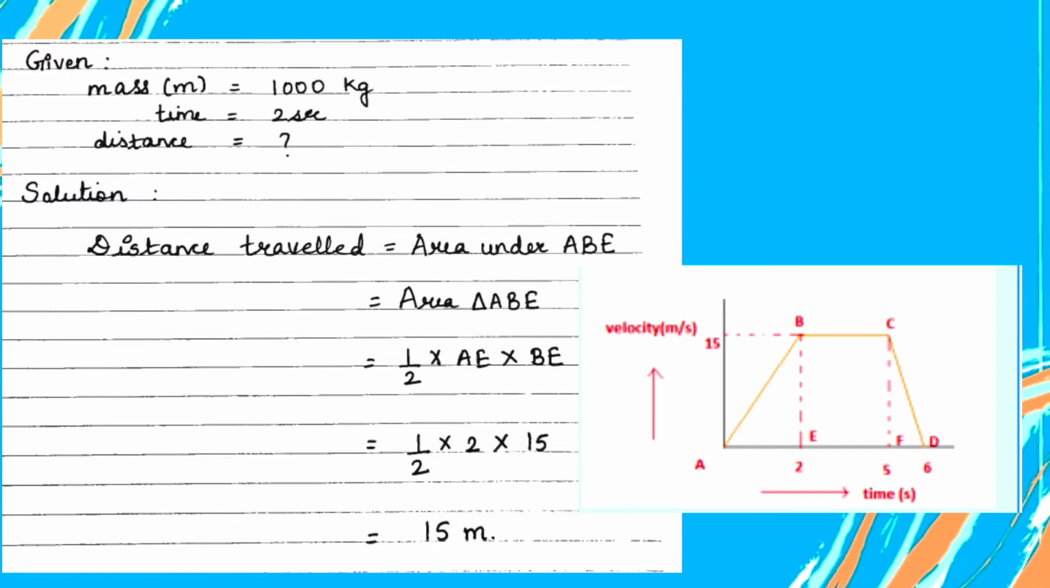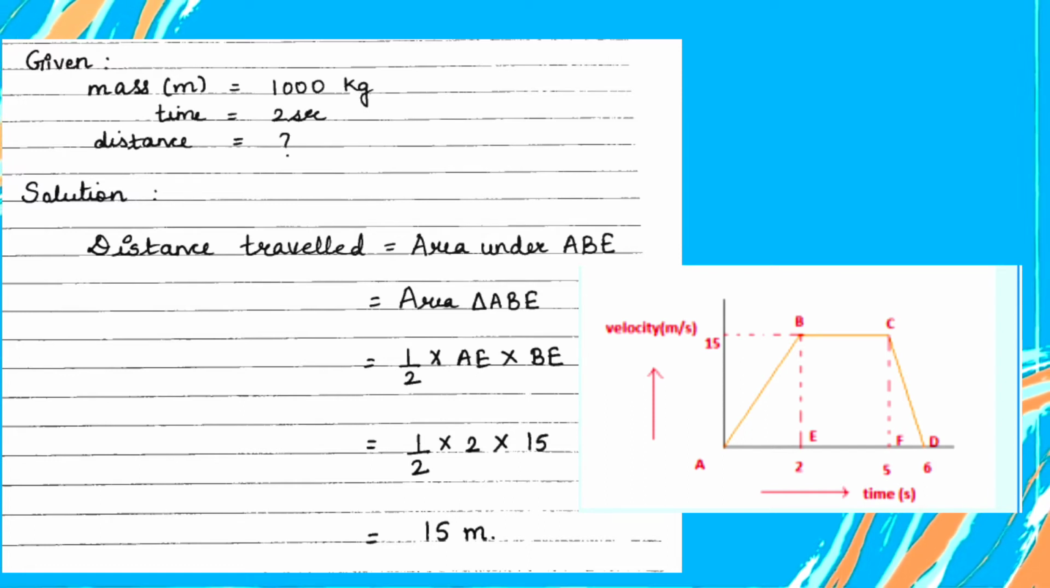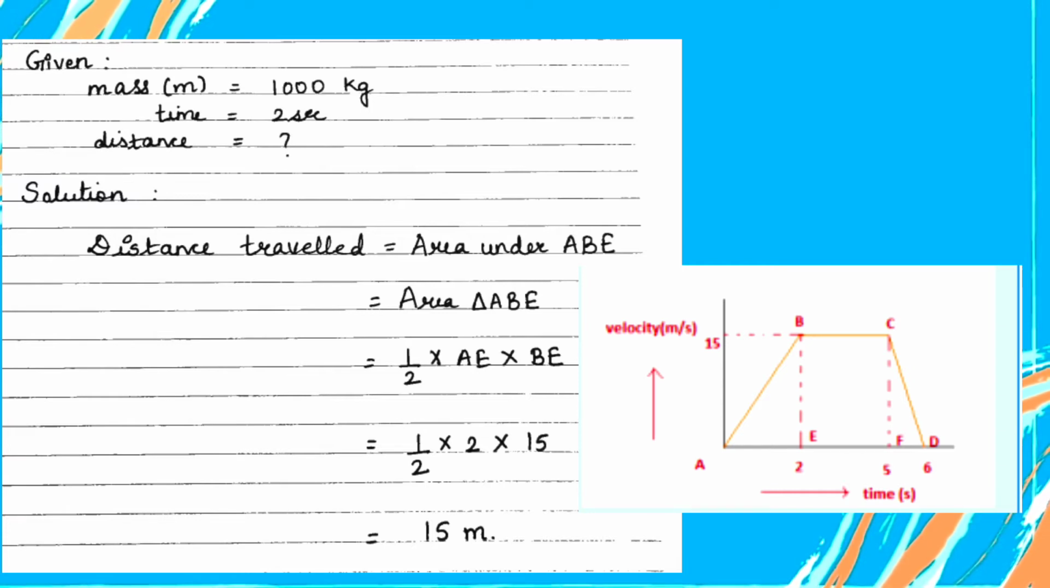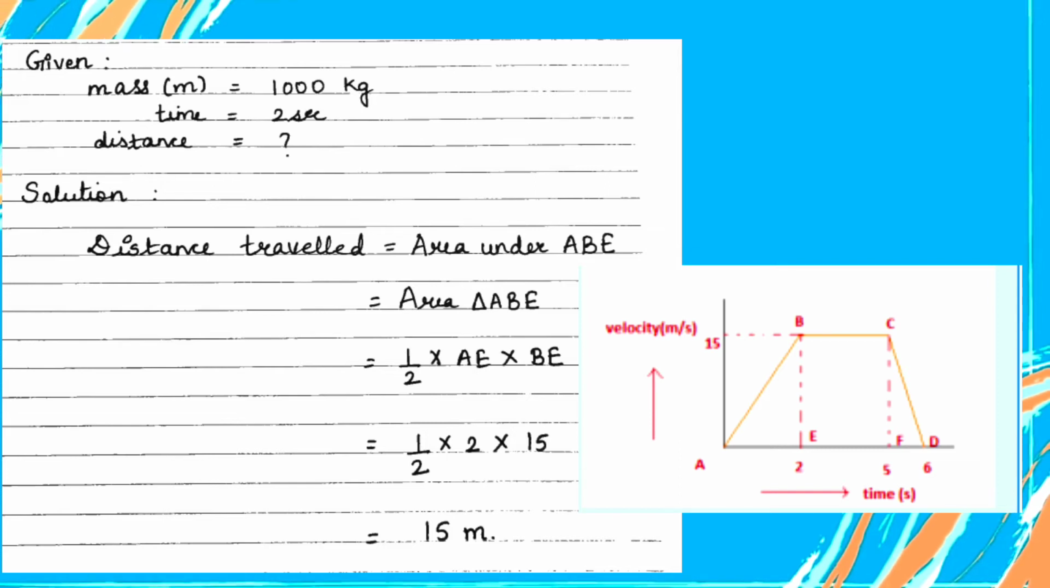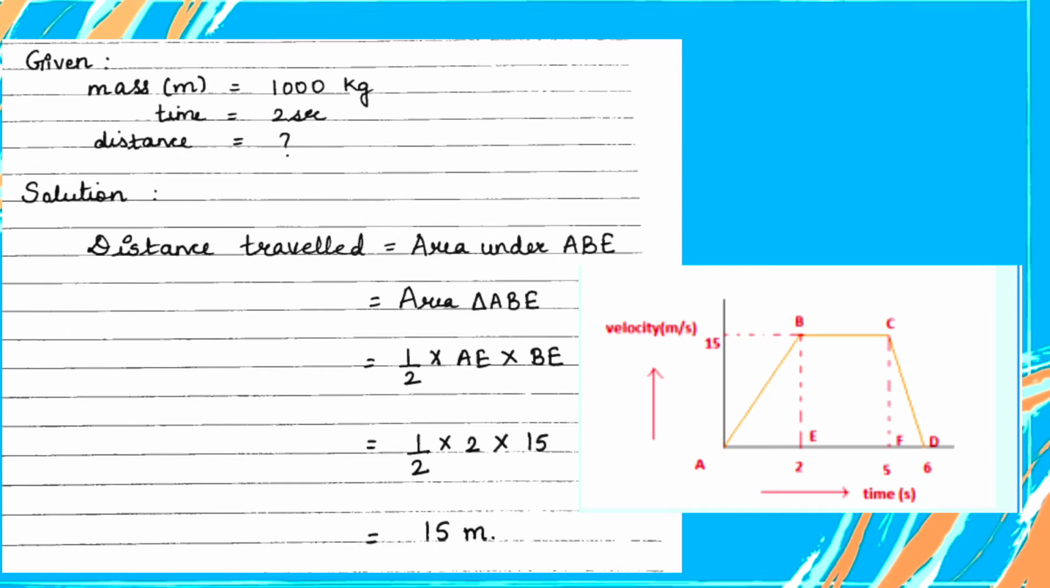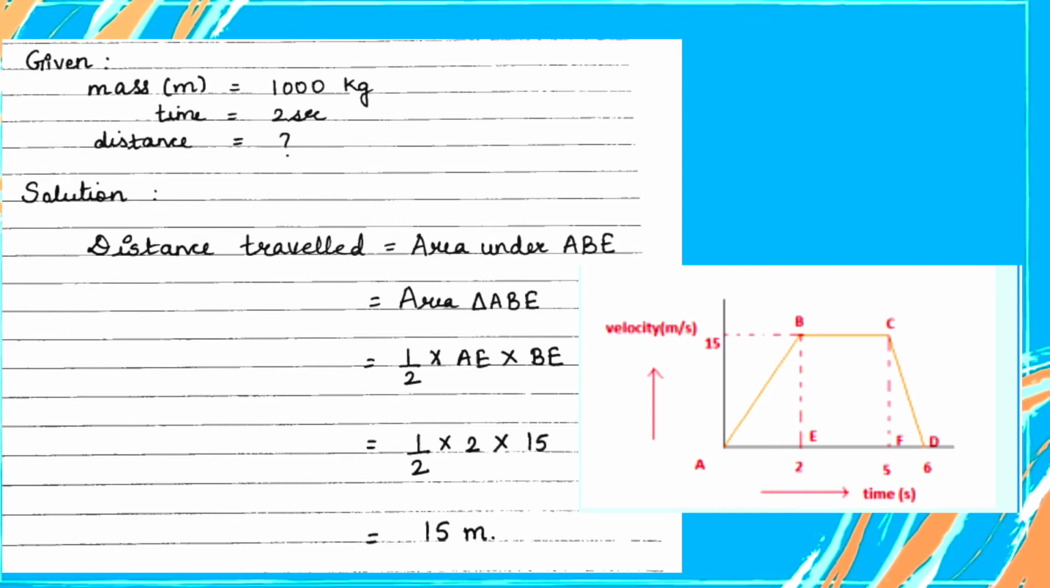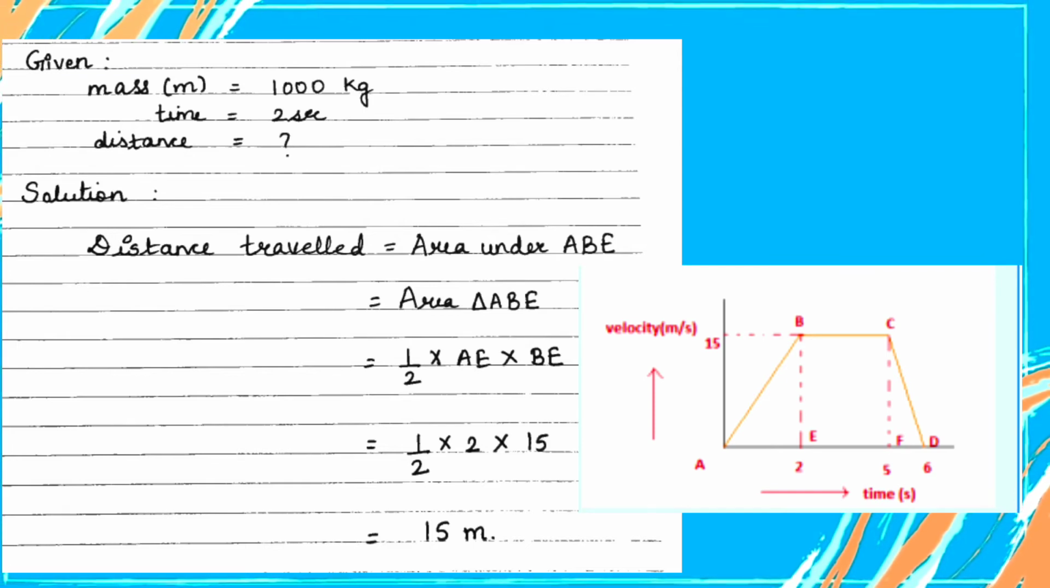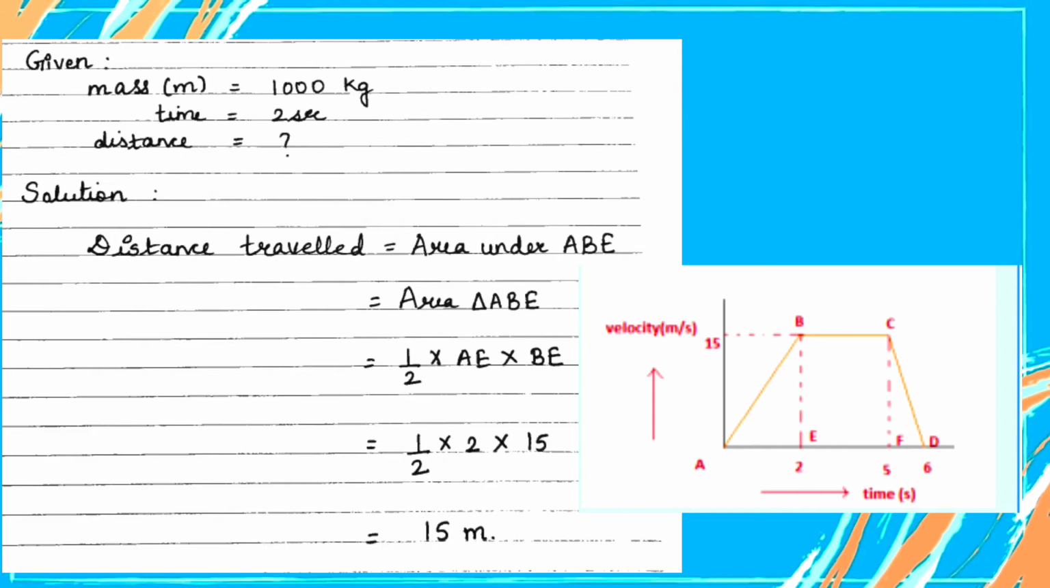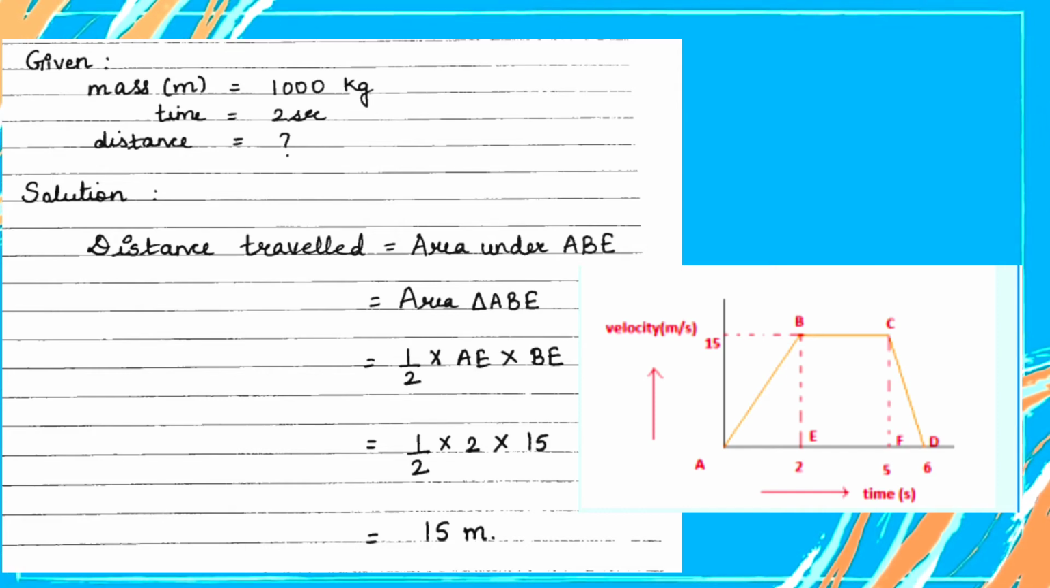There is no hard and fast rule. You just have to observe the graph and know the basics of the graph. Once you understand that, everything becomes very easy. Now my question for you is to find the area under the line BC. Ultimately I am telling you to find the distance covered by the SUV from B to C.